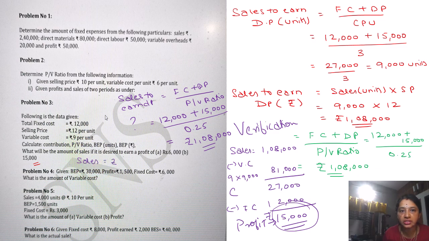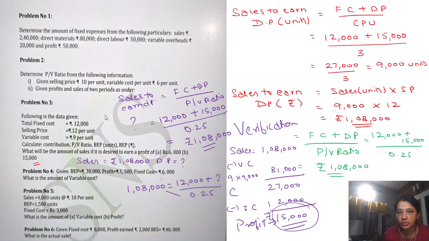Sales is rupees 1,08,000. How much is the desired profit? We take the same formula. Sales 1,08,000 is equal to fixed cost 12,000 plus the desired profit, which you don't know, divided by 0.25.